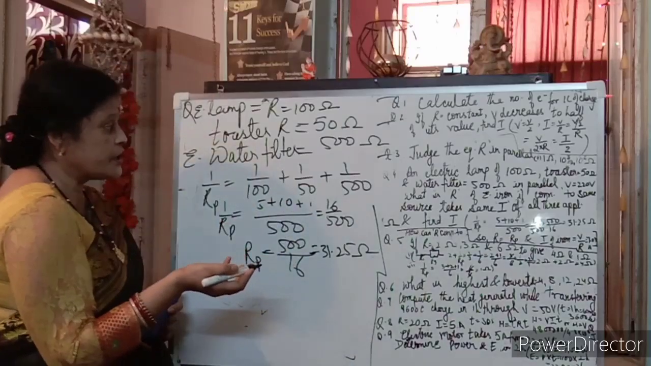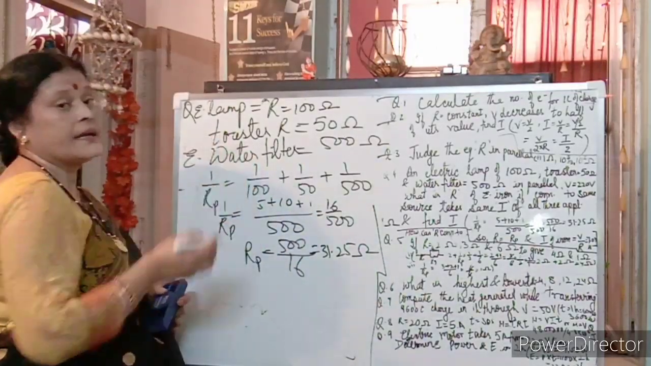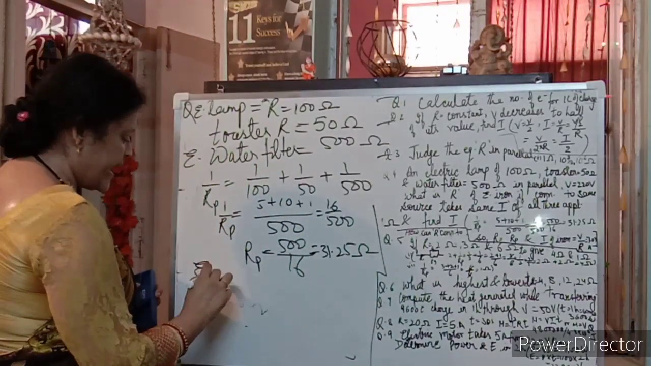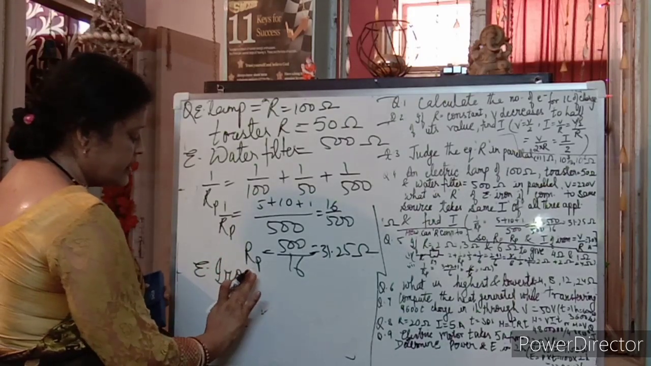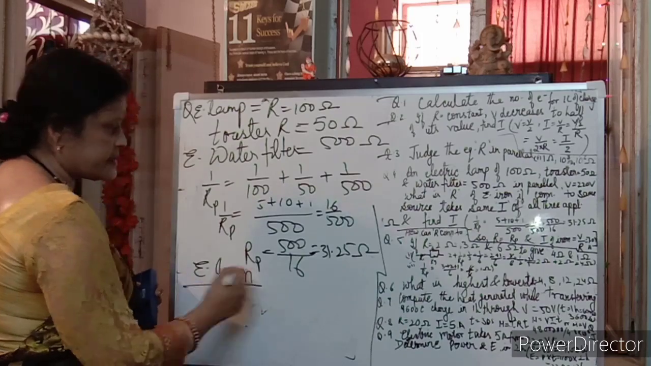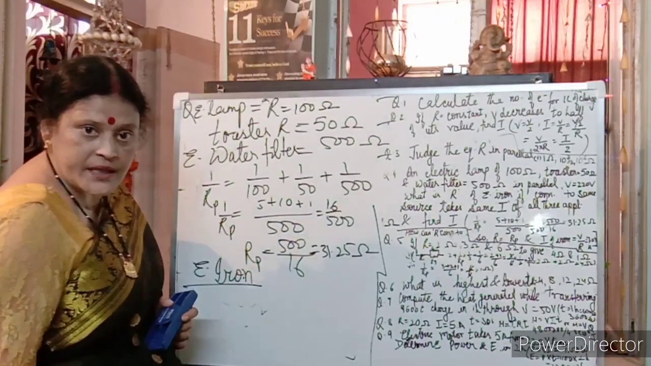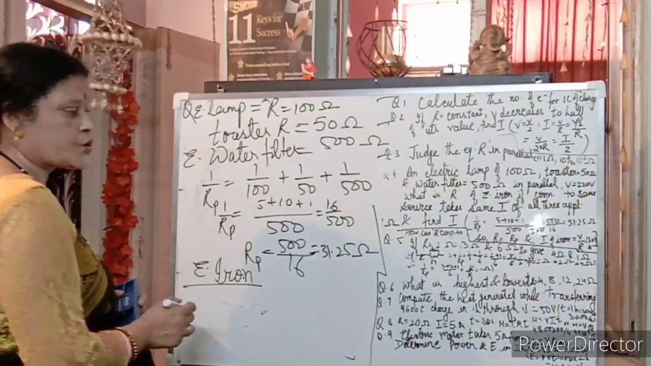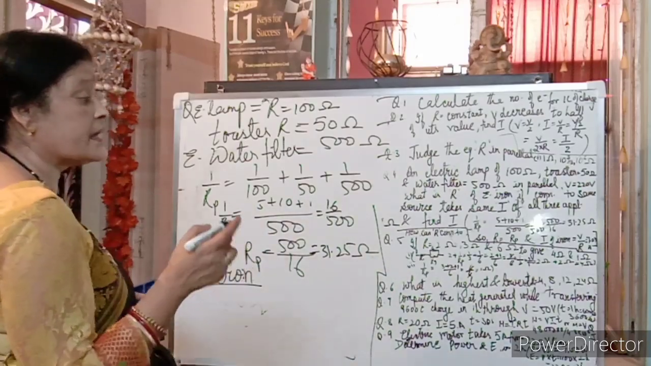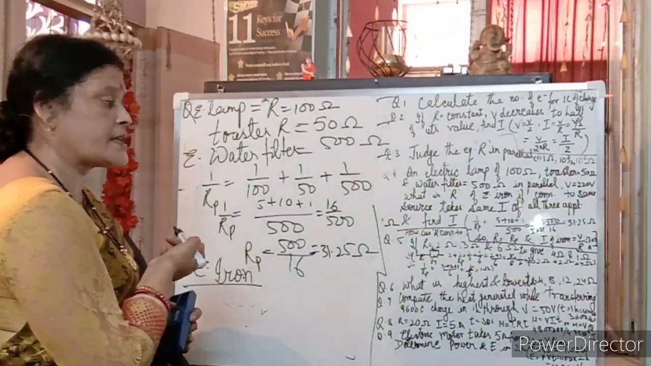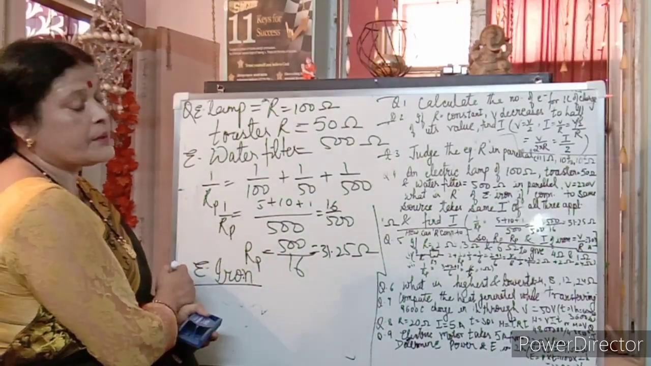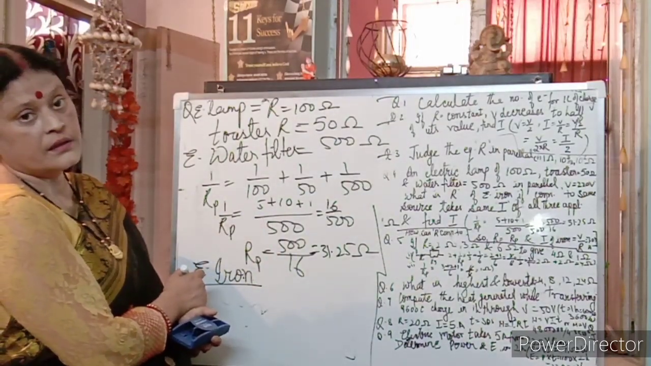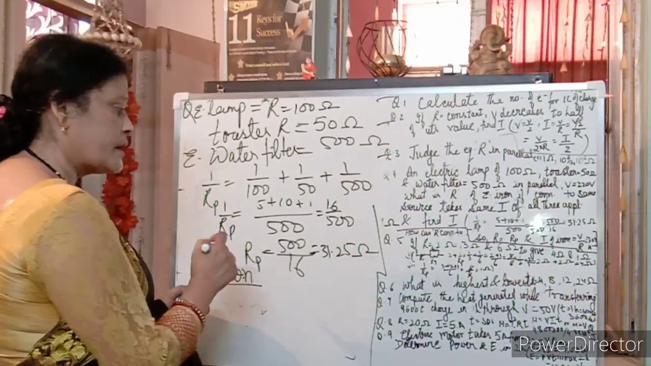Now the question continues. If we add an electric iron to the same source, that means the same battery, then what will be the resistance? Then what will we do, student? Find the current. They are asking, if they are connecting to the same source, what will be the current finally? So what will we do next?